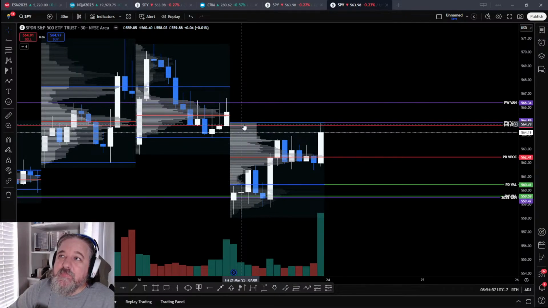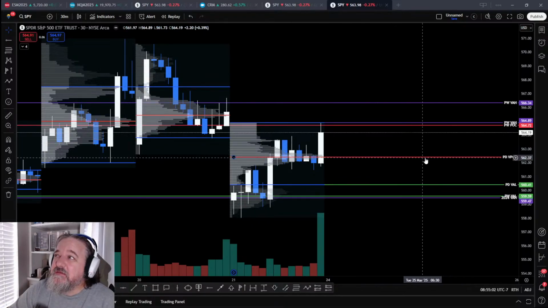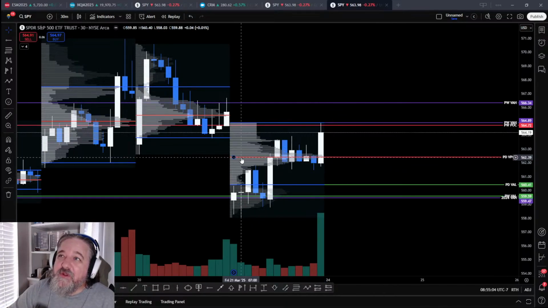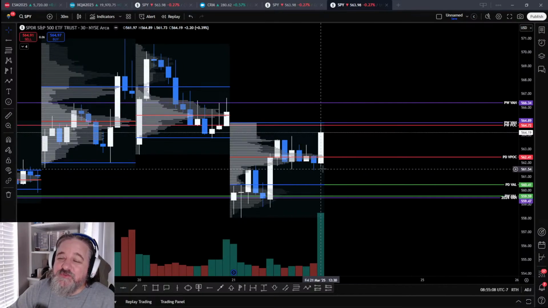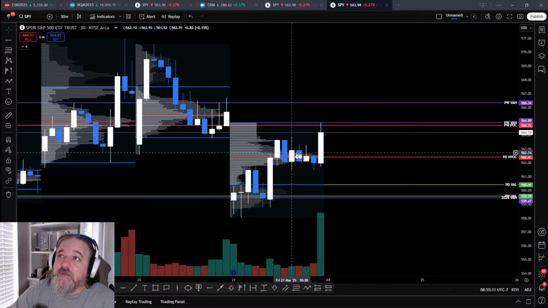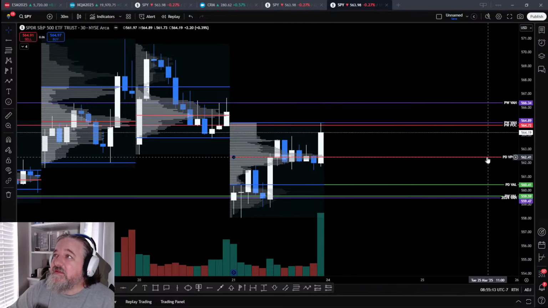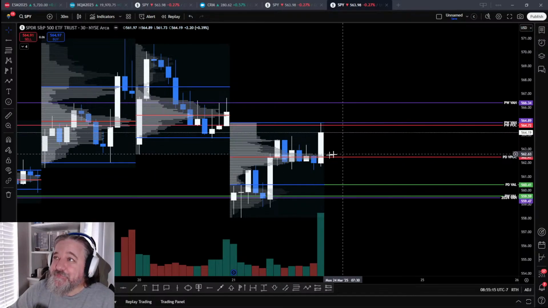And then our POC is going to be the point of control. The point of control is where the largest amount of volume was traded on any given time frame. So in this case, we're looking at the previous day POC.